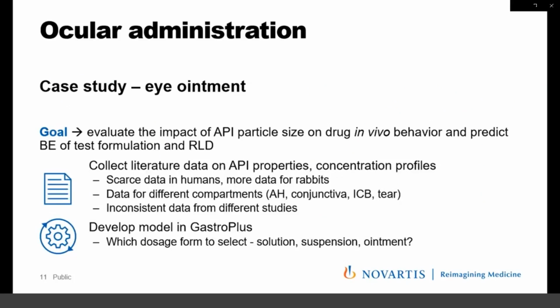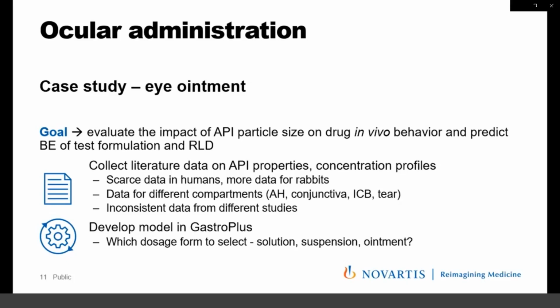First, we collected literature data on API properties and concentration profiles. Already here, we faced a challenge as there was almost no data on plasma concentrations for humans. However, we could find some data for rabbits. The data for rabbit were actually quite extensive, reporting on concentrations in different eye tissues, such as aqueous humor, conjunctiva, and iris ciliary body. However, data from different studies were not matching, even when the reported concentrations in specific compartments after administration of the same API and same type of formulations.